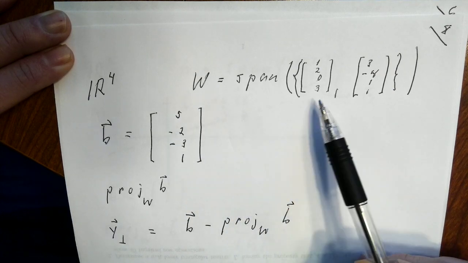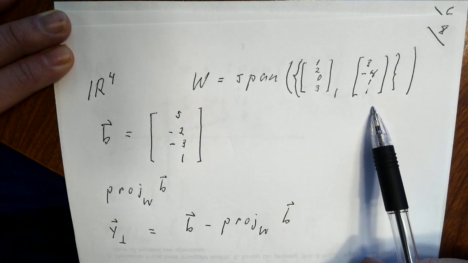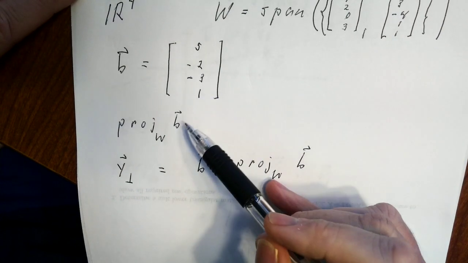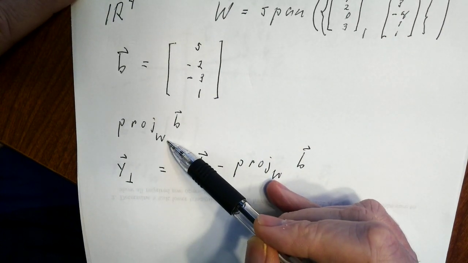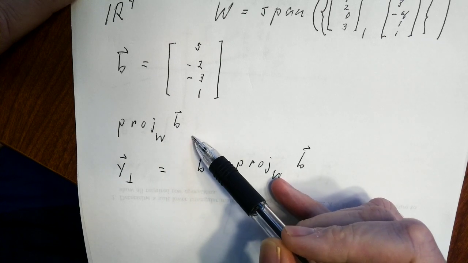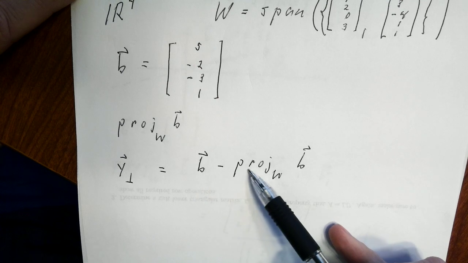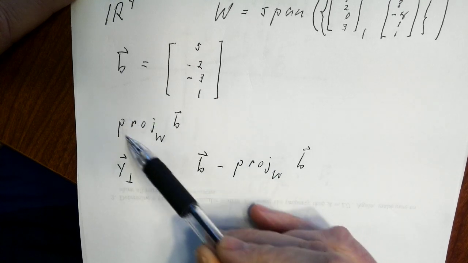The vector B cannot be written as a linear combination of these two vectors. I would like for you to calculate the projection of B onto W. So that's going to involve calculating a few dot products and lengths, and then y perp, which is the vector b minus the result that you obtain right here.